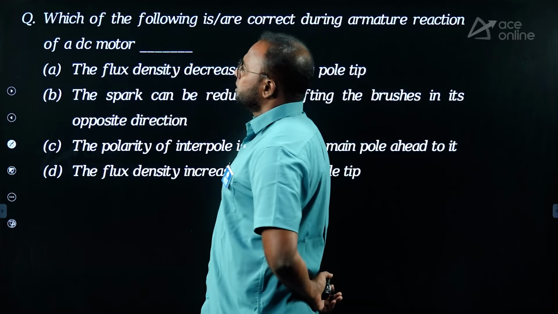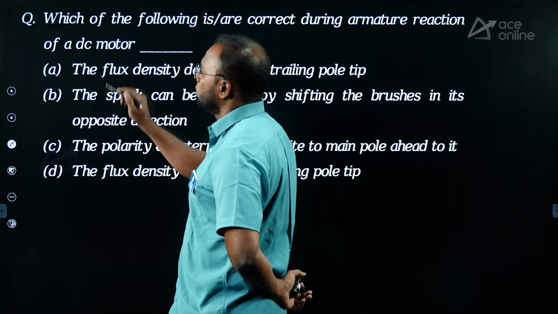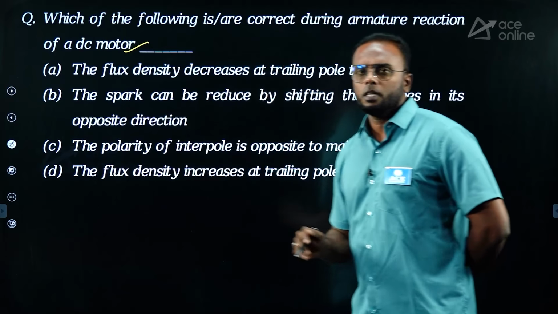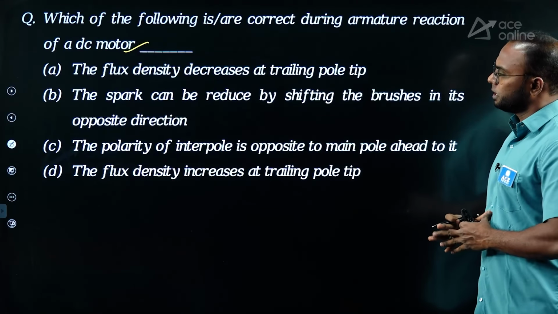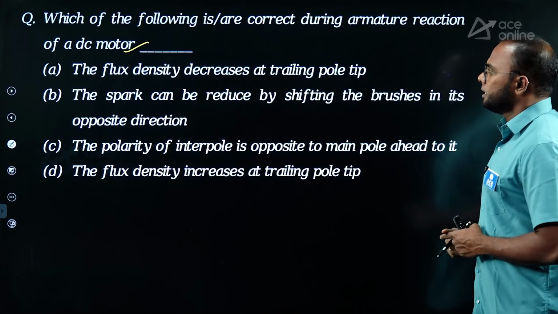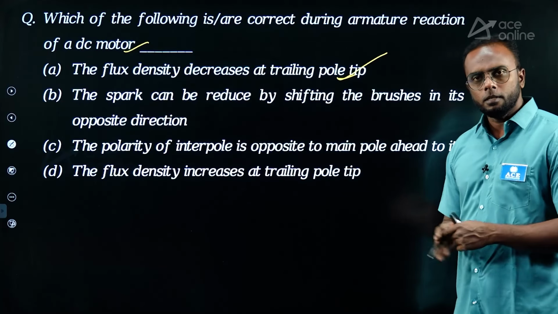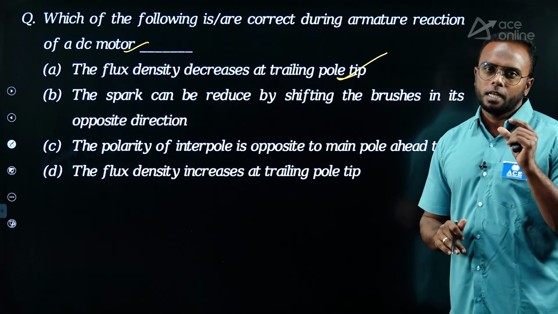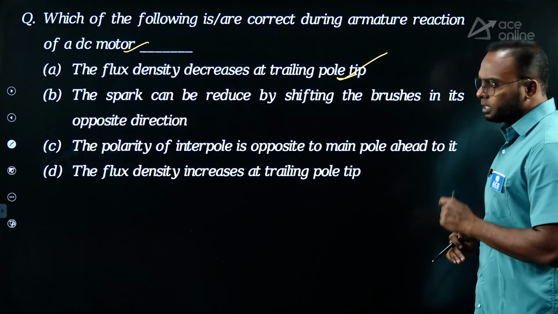Which of the following are correct during armature reaction of a DC motor? Okay, so armature reaction takes place in a DC motor. Then what happens? Which option is correct from the given? The first option is the flux density decreases at a trailing pole tip. So is it right or wrong? You should remember figures for this.